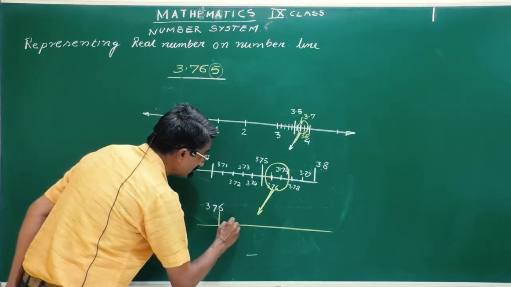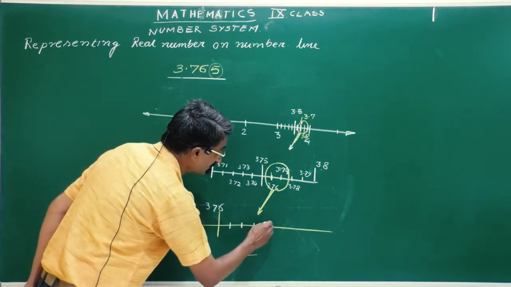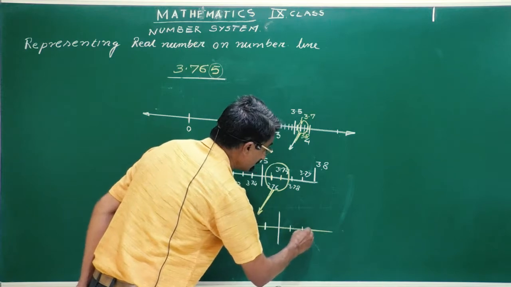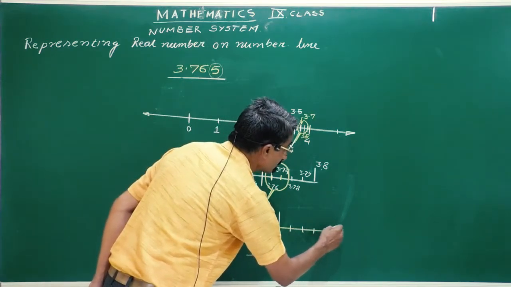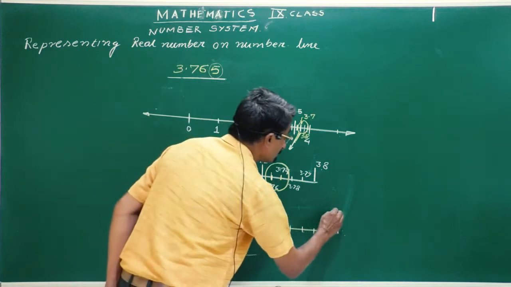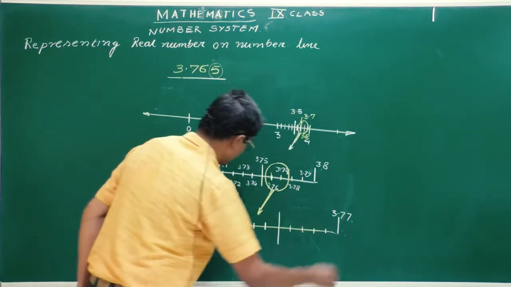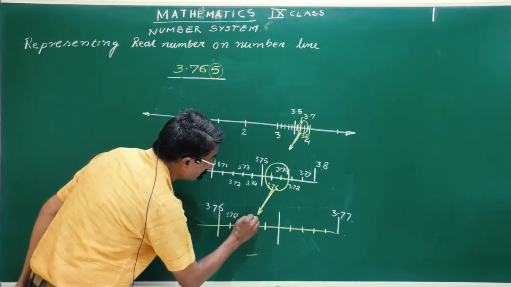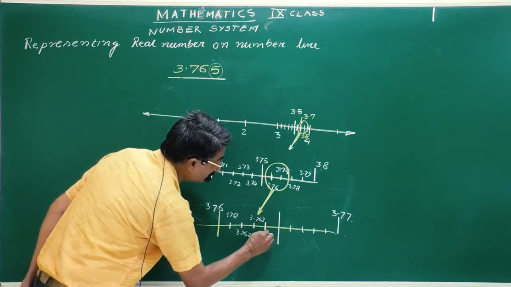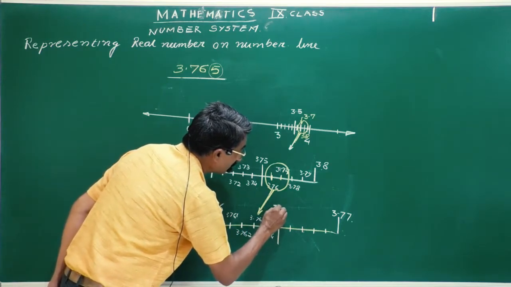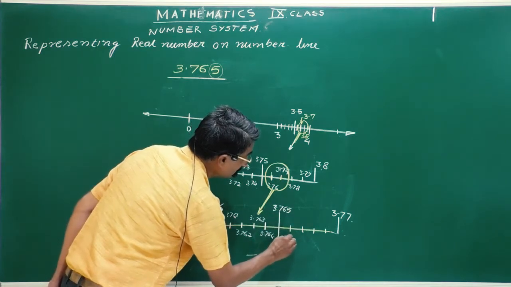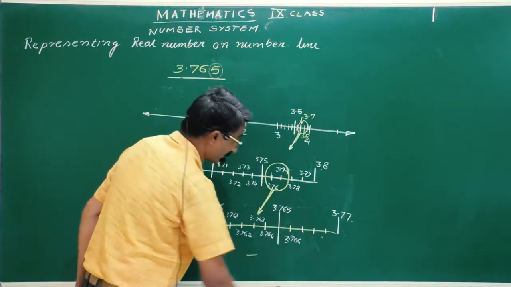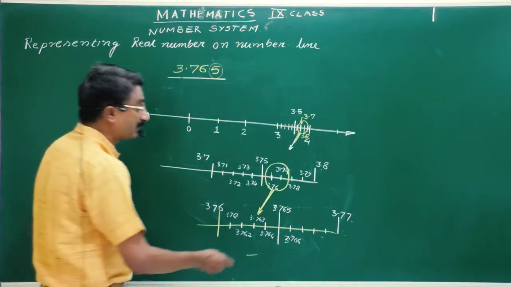3.76, 3.761, 3.762, 3.763, 3.764, 3.765, 3.767, 3.768, 3.769, this one. So this is 3.77. So this is 3.761, 3.762, 3.763, 3.764, 3.765, 3.766 and so on. So now what number we need is 3.765.